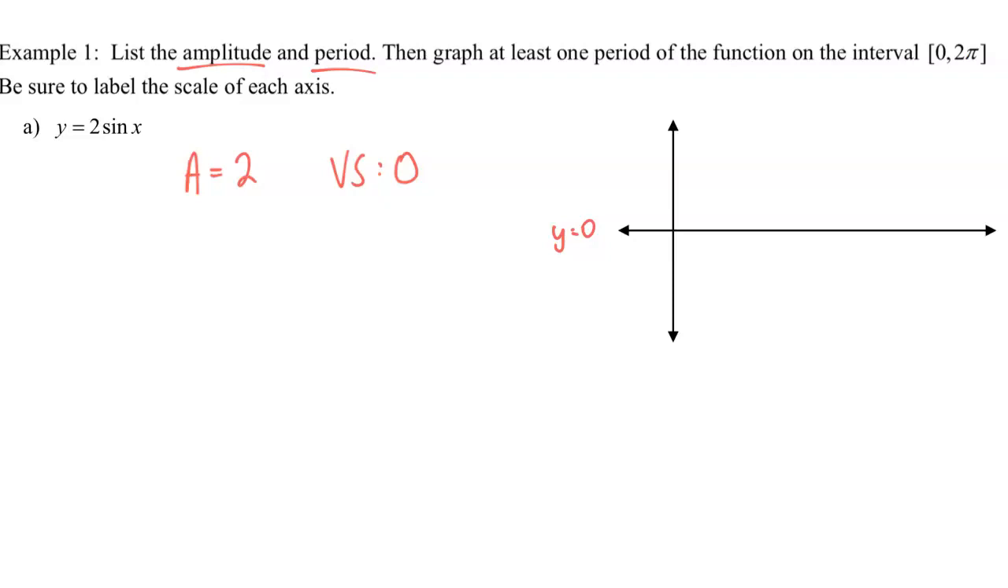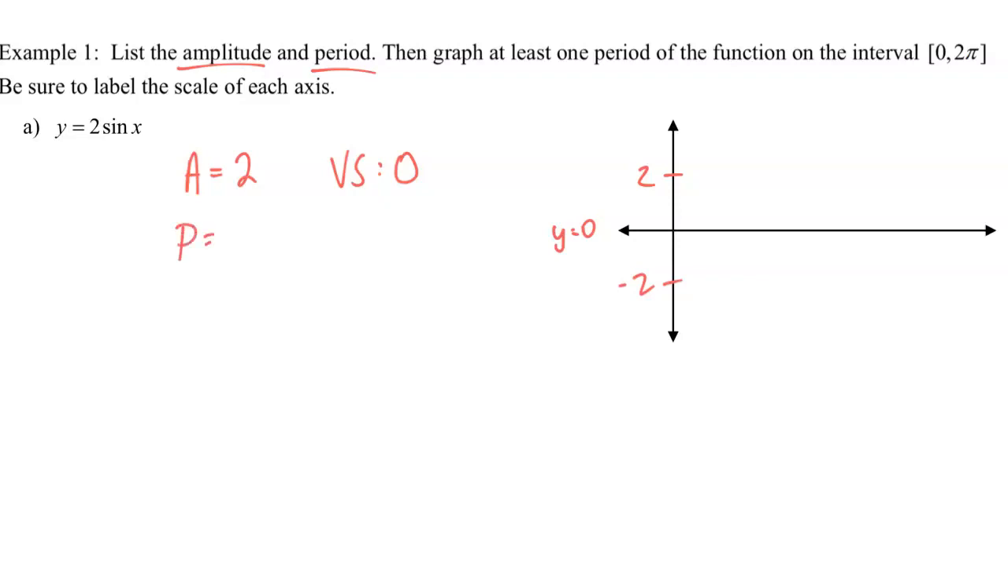The amplitude then is the distance from that midline to the max and the min. So the distance from 0 to the max needs to be 2. That means that the upper y coordinate needs to be positive 2, and the lower y coordinate, so that the distance there is also 2, is going to have to be negative 2. So I'm going to go ahead and label those on my graph.